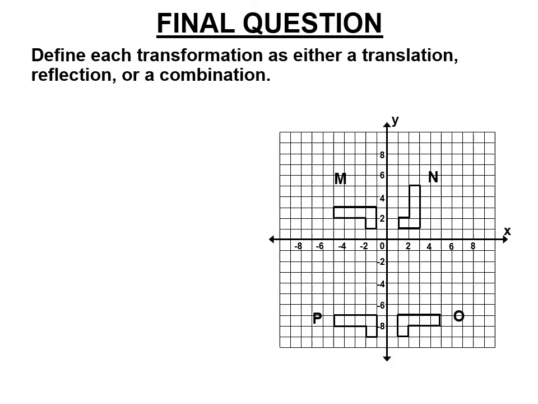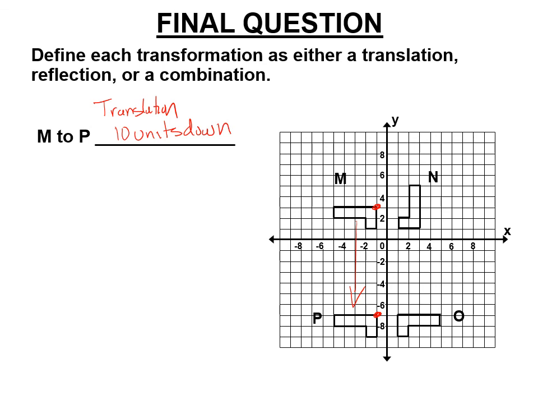Define each transformation as either a translation, reflection, or combination. All right, so let's see what we got. M to P. It's not flipped over, so it's a translation. Let's see what kind of translation it is. Here I'm going from 3 down to -7. You could count it, but it's 10 units down. If that one's 10 units down, all the others are 10 units down. You really only have to check one because they're all going to be moved the same amount. Otherwise, the shape will not be congruent.